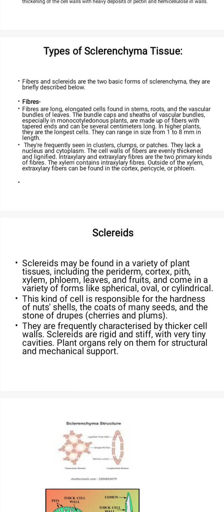They are frequently seen in clusters, clumps, or patches. They lack a nucleus and cytoplasm. The cell walls of fibers are evenly thickened and lignified. Intraxylary and extraxylary fibers are the two primary kinds of fibers. The xylem contains intraxylary fibers. Outside of the xylem, extraxylary fibers can be found in the cortex, pericycle, or phloem. Okay, so sclerenchymatous tissue is present in the plant body in the form of fibers.